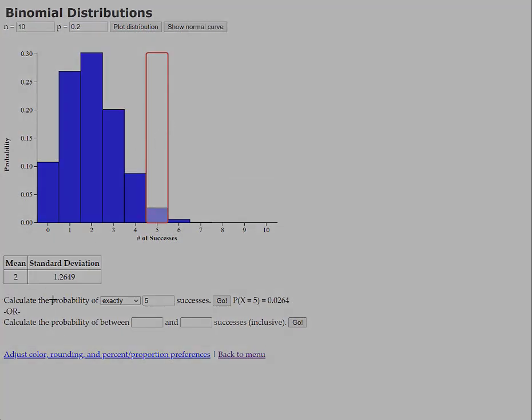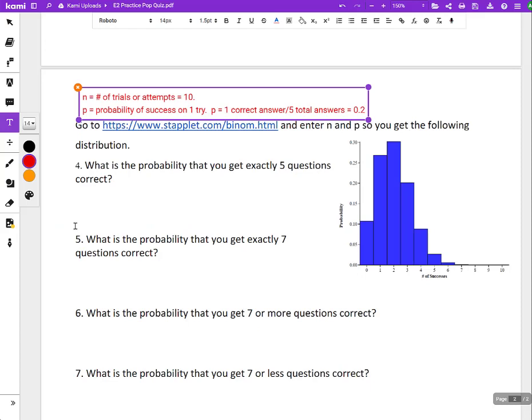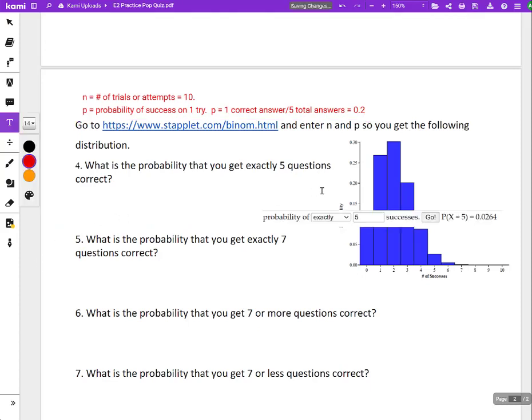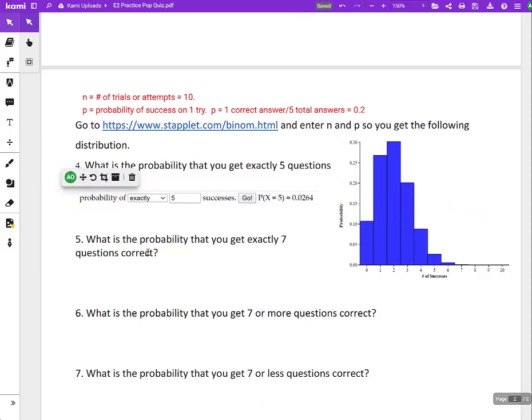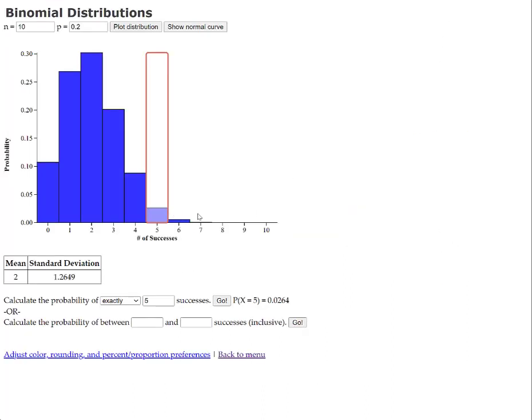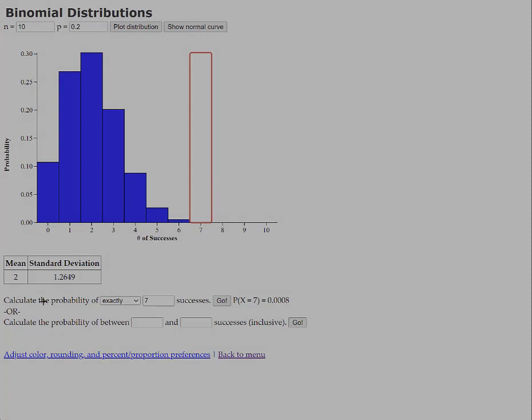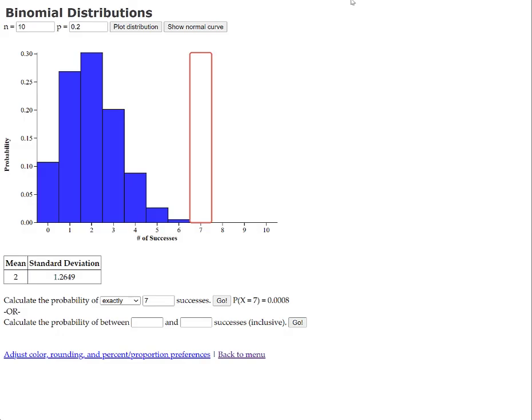So calculate the probability of exactly 5, and we'll go ahead and put this in our notes. All right, so there's the probability of exactly 5. What is the probability we get exactly 7 right? Again, I could try and float over the 7 bar, and it's visible enough that I can do it, or I can just put the 7 in here, hit go, and you can see the answer. Notice how it highlights what I'm interested in. So I'll go ahead and capture this and put it in our notes.